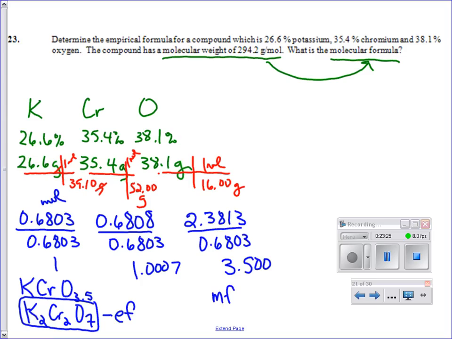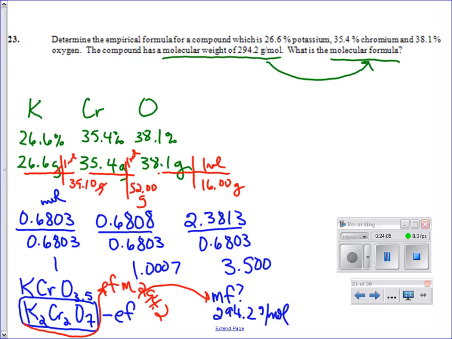This, we know because we just calculated, is the empirical formula. Our job is to find the molecular formula. We know the molecular formula has a mass of 294.2 grams per mole. So how are we going to find the molecular formula now? Correct. Find the mass of the empirical formula and see what whole number multiple would be required to get the empirical formula mass to become the molecular formula mass. So what is the mass of my empirical formula?